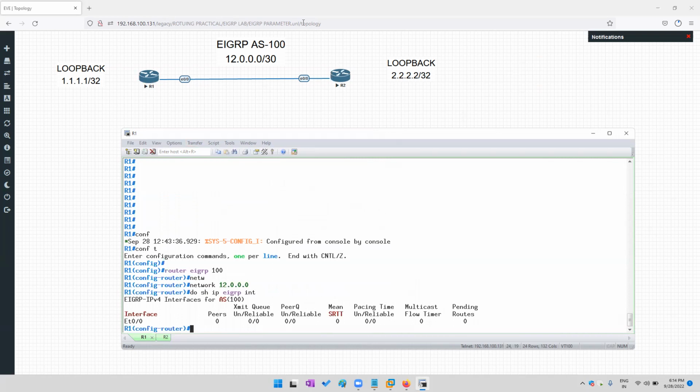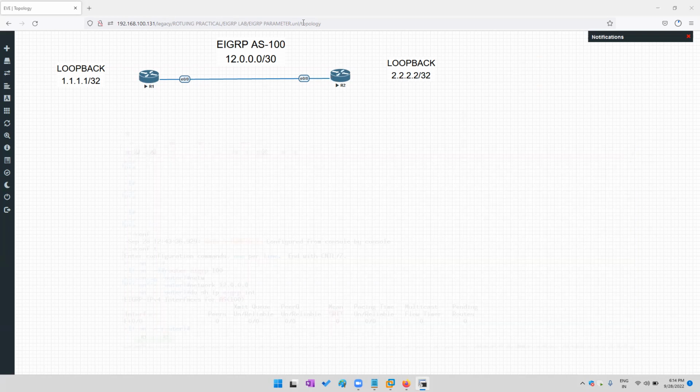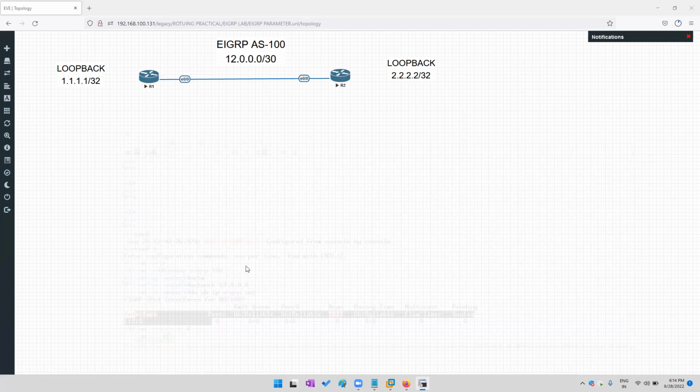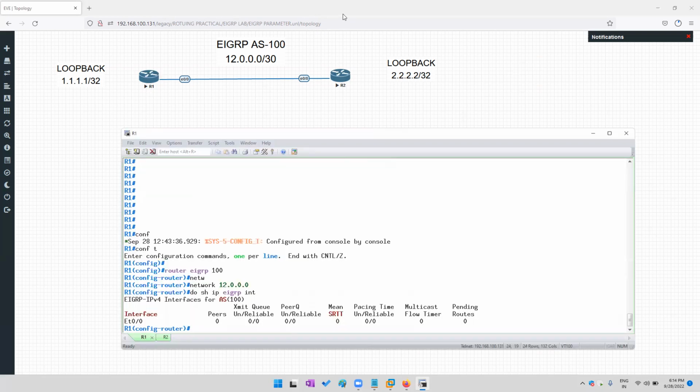And now verify how many interfaces are enabled in EIGRP. Hello. Hello. Yes, Ibrahim, verify which interface is enabled in EIGRP. E0/0.